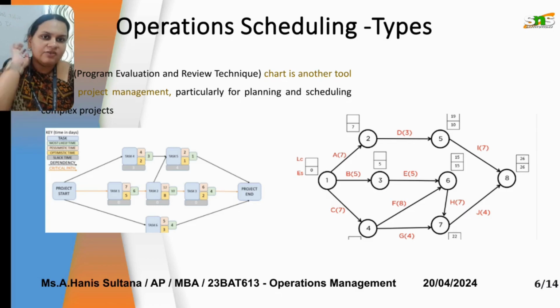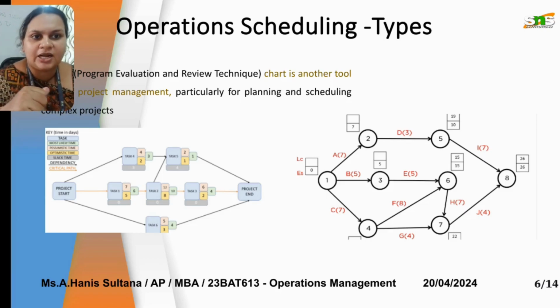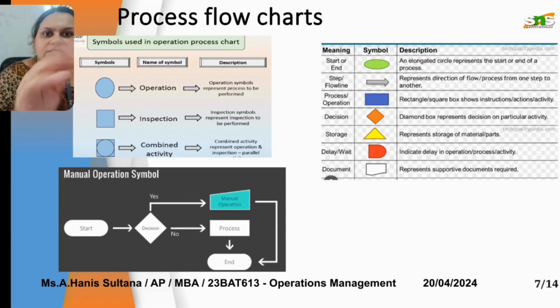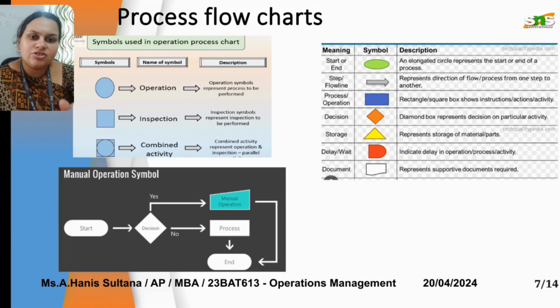If we see, we have PERT. This program evaluation and review technique is another tool for project management assessment. And next we have process flow charts. See, if you see the starting point, if it is yes, we go with the manual operation, next the process ends, and if it is no, we directly move on to the process and the end.